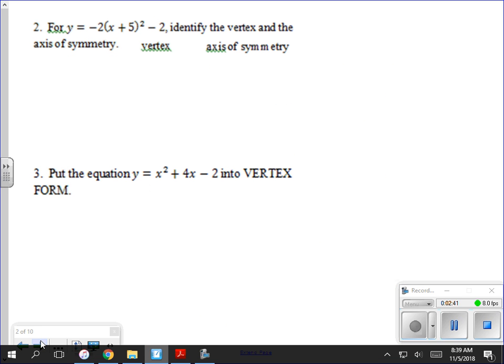For number 2, identify the vertex and the axis of symmetry. The x-coordinate of my vertex is what's inside, and it's the opposite. So it's negative 5, and then the y-coordinate is the same as the outside, the plus or minus outside. That's where the h and k come from in vertex form. And my axis of symmetry, x equals the x-coordinate of my vertex.